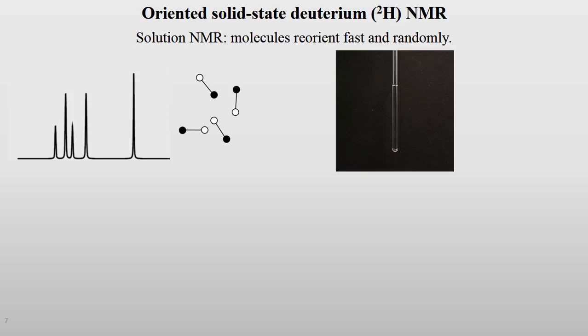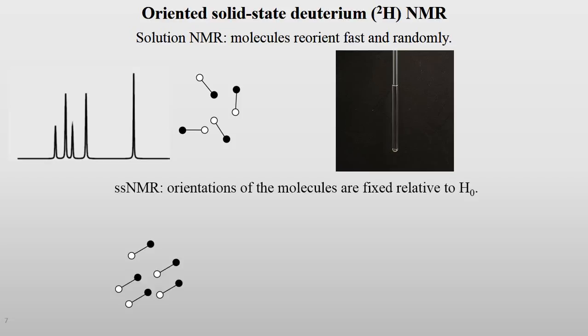Now, solid-state NMR differs from solution NMR, where in solution NMR, molecules reorient fast and randomly, giving singlet peaks of chemical shifts for each molecule. Solution NMR is much better suited to study the internal structures of peptides.